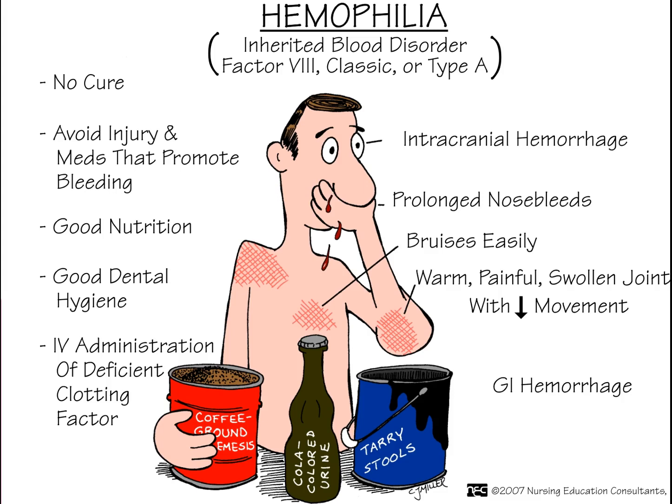Increased risk of intracranial hemorrhage because again, they're not clotting, so they're going to bleed. Prolonged nosebleeds if they have this condition. They may bruise easier. If they have the hemarthrosis, they may have warm, painful, swollen joints with decreased movement of those joints. And GI hemorrhage sometimes can be a problem as well.